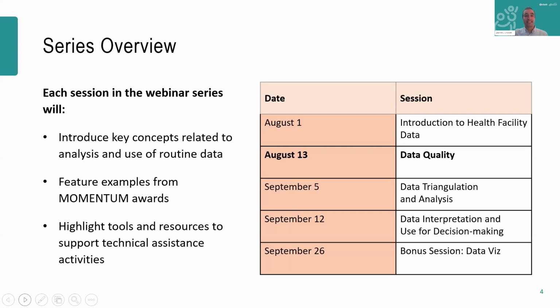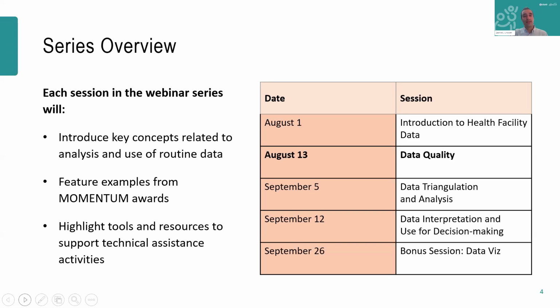This is the second session of a 5-part webinar series. The first session provided an introduction to health facility data, discussed different types and sources of routine data, reviewed the list of WHO recommended indicators for monitoring MNCH programs, and discussed considerations for introducing indicators into country HMIS. During today's session, we'll look at data quality considerations and approaches to improve data quality.